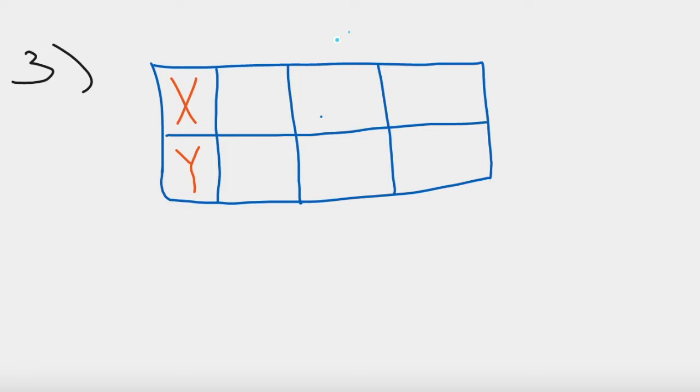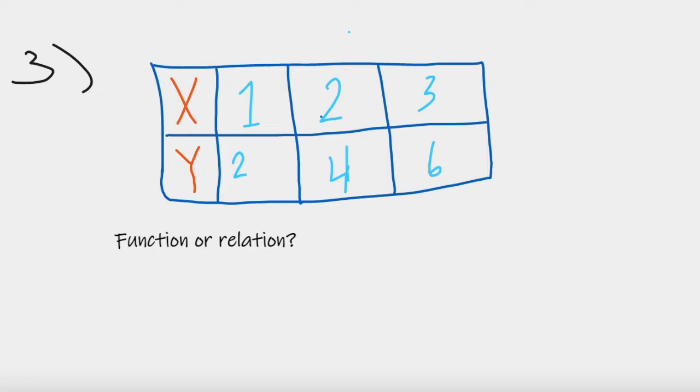For this question, I'm writing a table with x's and y's, and you need to tell me if it's a function or a relation. The 1 corresponds to a 2, 2 corresponds to 4, and 3 corresponds to 6. We can see that there's one output per input, so this is a function.